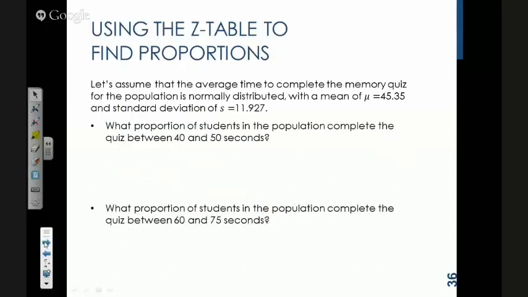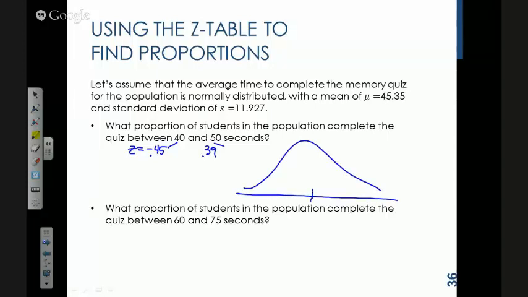Okay, so now work on these two. What is the Z-score for 40? And what is the Z-score for 50? And if we draw the curve here, centered at 0, then we have Z negative 0.45, and we have a Z at positive 0.39.